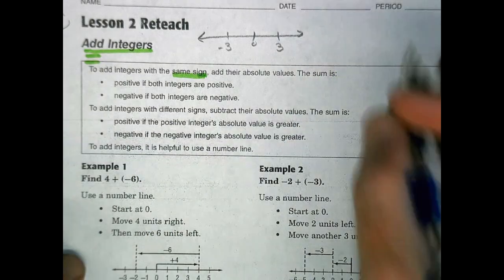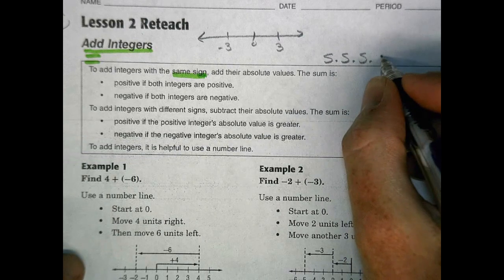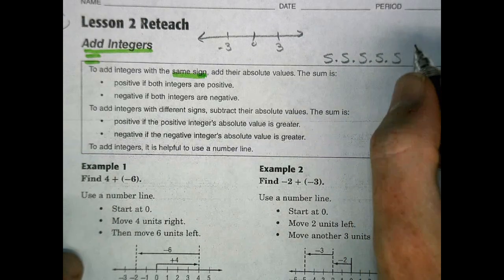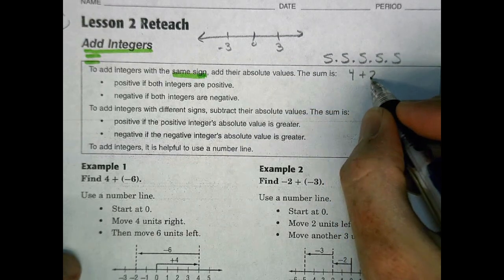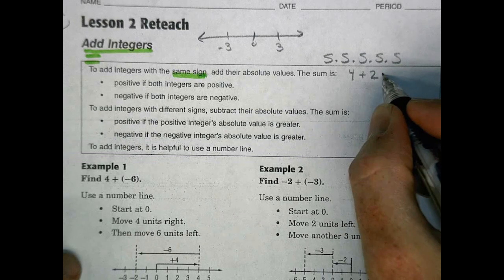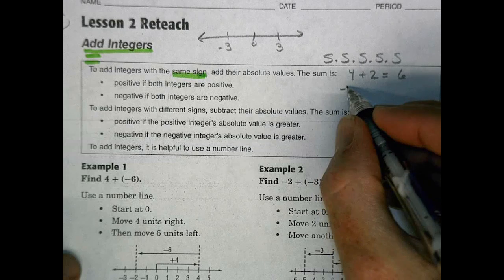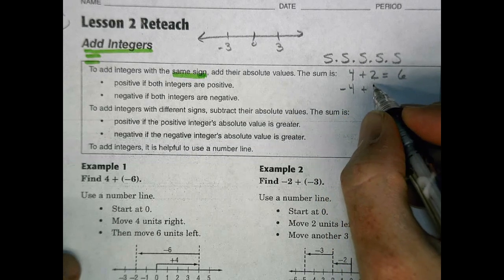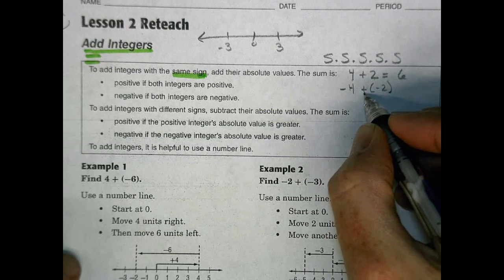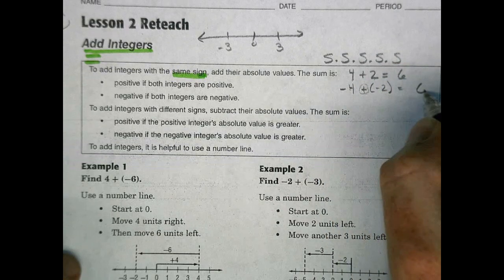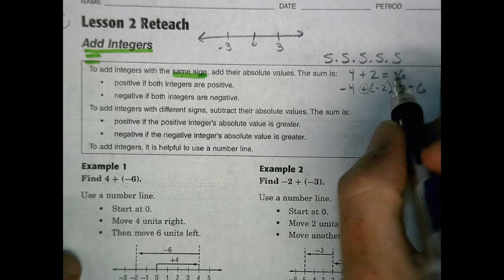What I like to think of is this: if the sign is the same, we find the sum and we keep the sign the same. So if I have a 4 plus a 2, the signs are the same, so I'm going to have an answer where I keep the sign the same. If I had a -4 plus a -2, the signs are the same, I find the sum, and I keep the sign the same. That's how I like to think of it.